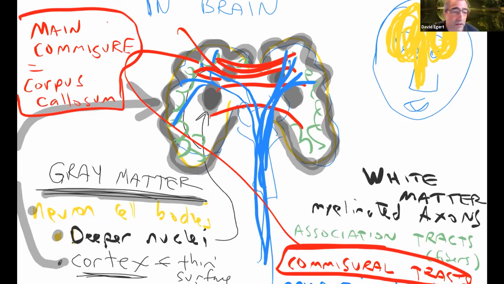Now, you should know that the corpus callosum is the main commissure that interconnects the right and left hemispheres of your cerebrum. There are other ones. There's an anterior commissure. There are more than one. There are other commissures that are not as big and bulky, but the corpus callosum is the major band of axons that connects between the right and left sides of the brain. Okay. So now, any questions up to here?